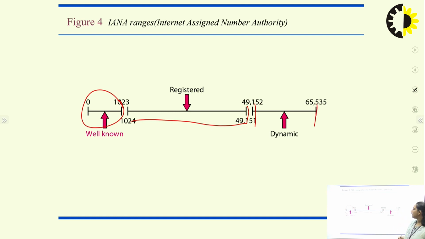Then 49152 to 65535, all these are dynamic ports. When you use one, it is assigned, and then you release it when you are done. These are called dynamic ports.